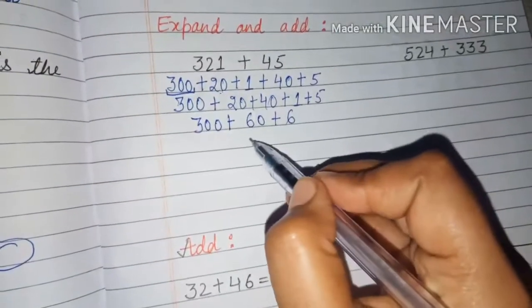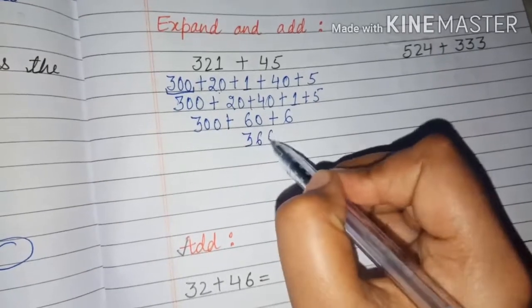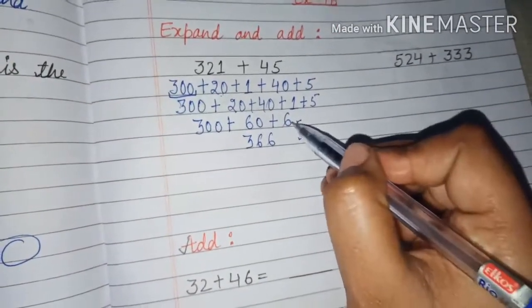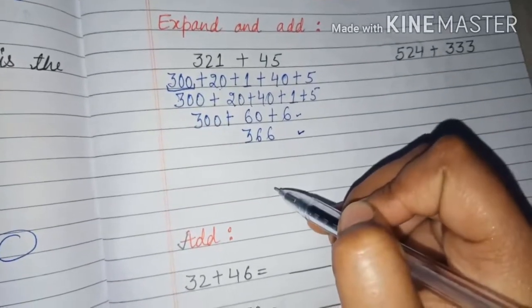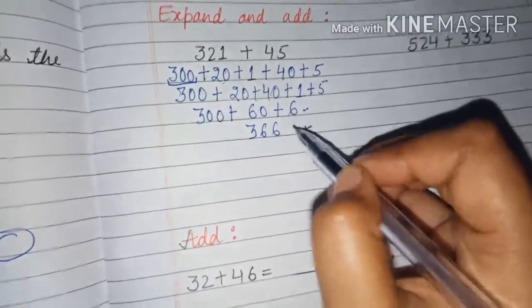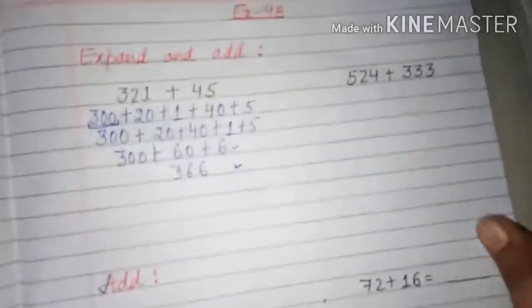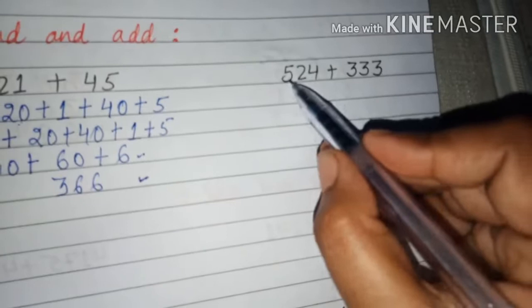So what will it be? 366. So to go to this step, what have we done? We have done the short form method. We have used the short form method here. Right? Is it clear?